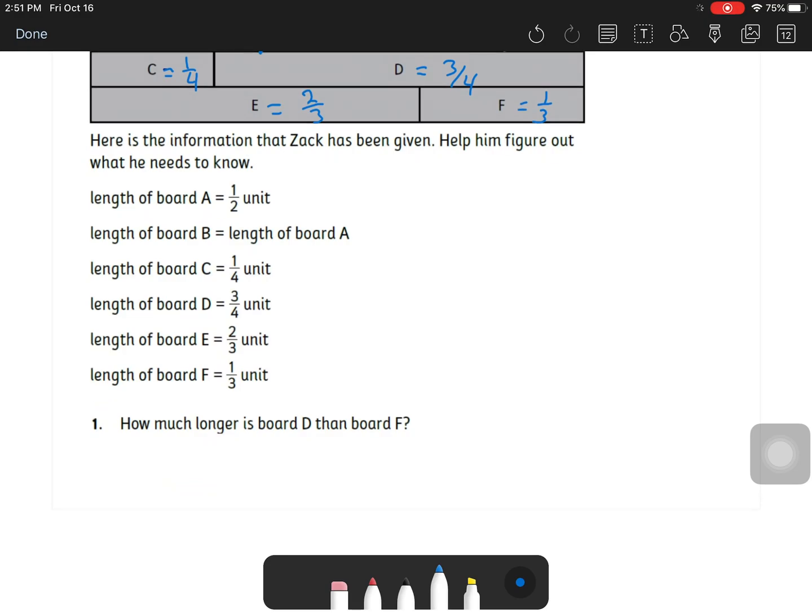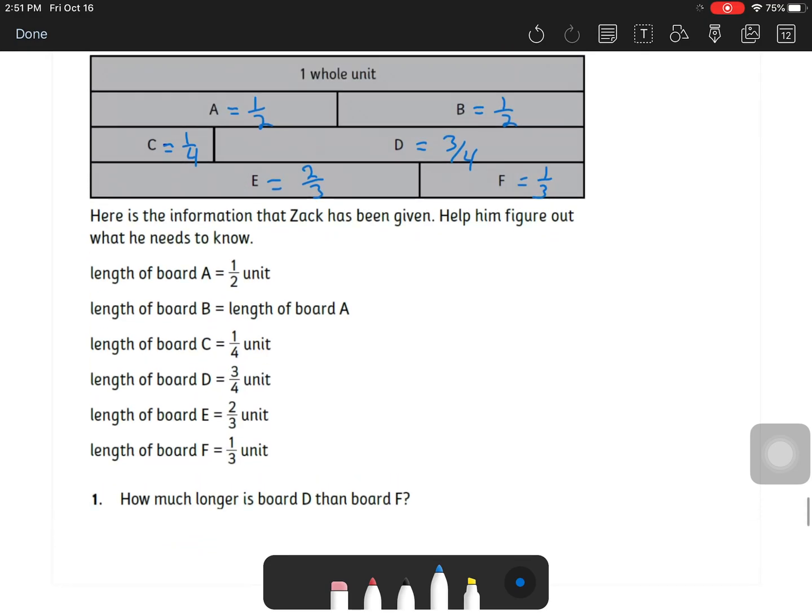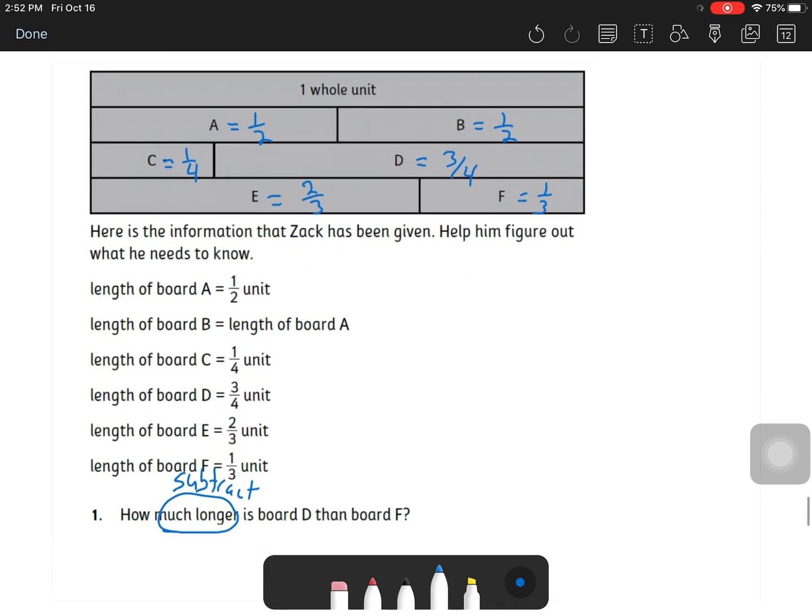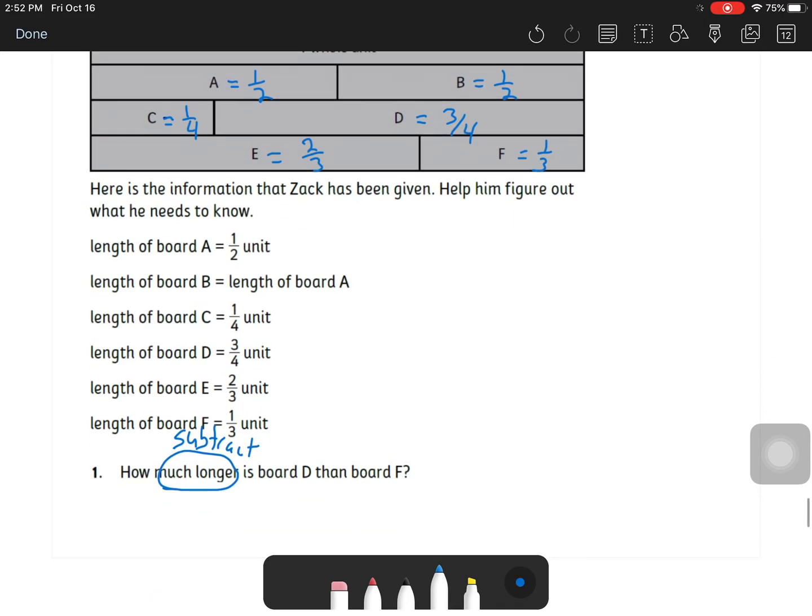Okay. Now question 1 says, how much longer is D than F? Okay, so how much longer? That's going to tell us to subtract. So we're going to subtract D, which is 3/4, and F, which is 1/3. So we're going to go 3/4 minus 1/3.